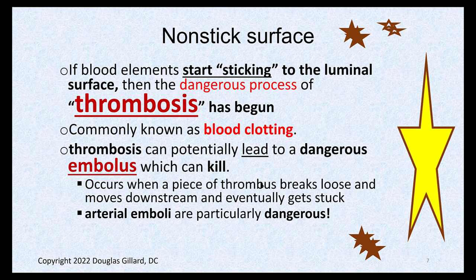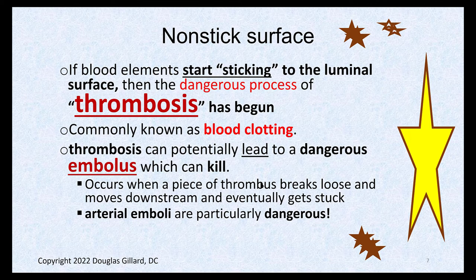If a piece of the thrombosis breaks loose, a big chunk of it is floating downstream and can get stuck in bad places and cause ischemia. That piece that breaks loose is called an embolus. If it happens in the veins, that ends up in the lungs usually. So it's called a pulmonary embolism.